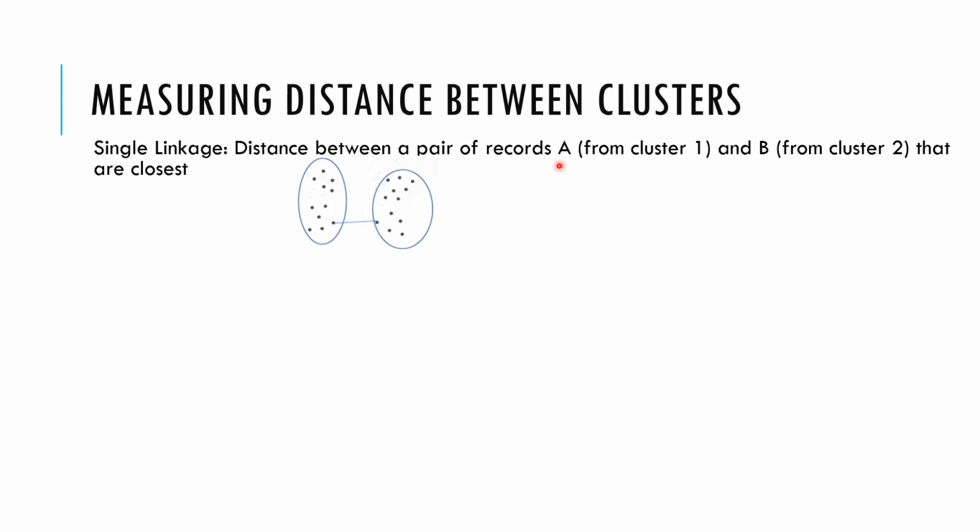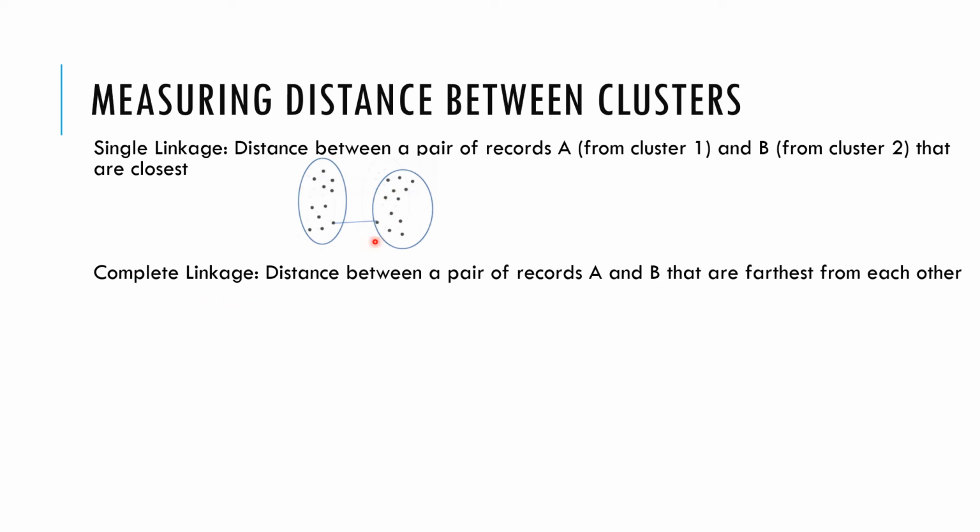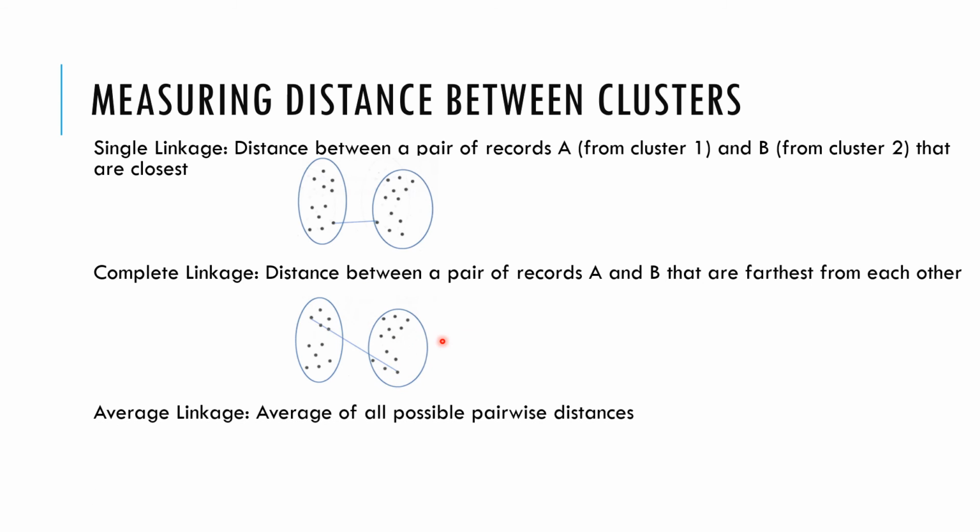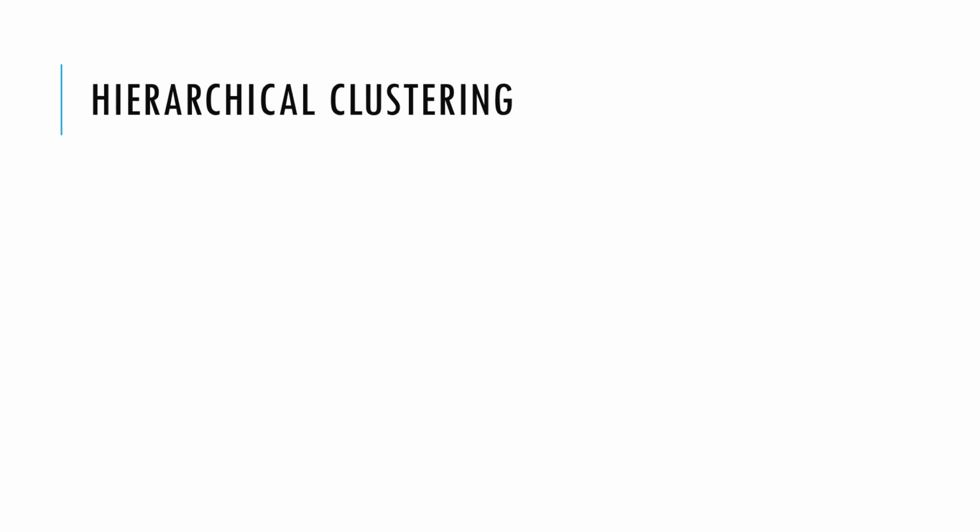So in this example, let's say this is record A from cluster 1, and record B from cluster 2, this one. They are the closest, so we look at the closest pair and look at the distance. That distance becomes the distance between these two clusters. Complete linkage is just the opposite of this. We look for the farthest pair, and whatever is the farthest becomes the distance between these two clusters. And in average linkage, we look at all the possible pairs between these two clusters, calculate the distances, take the average, and that becomes our average linkage. This is how we calculate the distance between clusters.